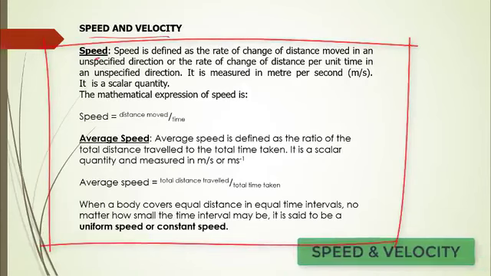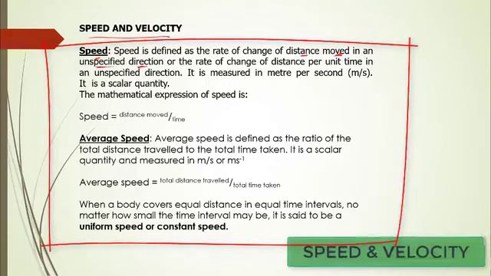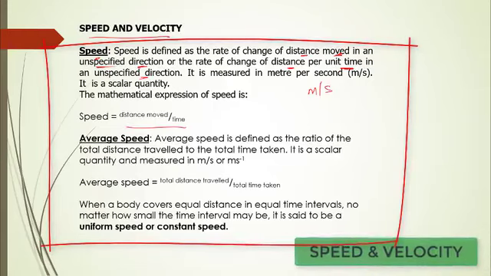Speed is defined as the rate of change of distance moved in an unspecified direction, or the rate of change of distance per unit time in an unspecified direction. And like we said, it is measured in meters per second. So distance moved is measured in meters, time is measured in seconds. That is what gives the mathematical expression of speed as meter per second.